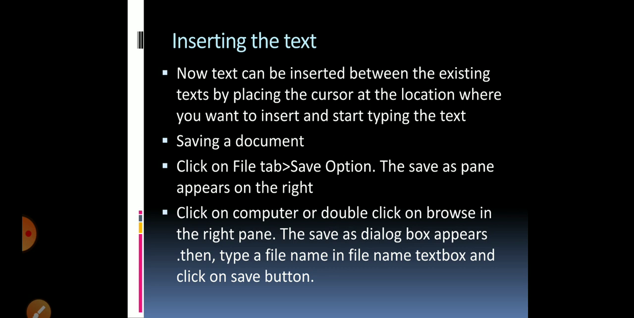For that, first you need to save a document. Control plus S. Control plus S is your shortcut key by which you can save your document. You can also click on the File tab. After that, you will find the Save option, then the Save As pane appears on the right. Next, click on Computer or double click on Browse in the right pane. The Save As dialog box appears, then type a file name in the File name text box and click on the Save button.